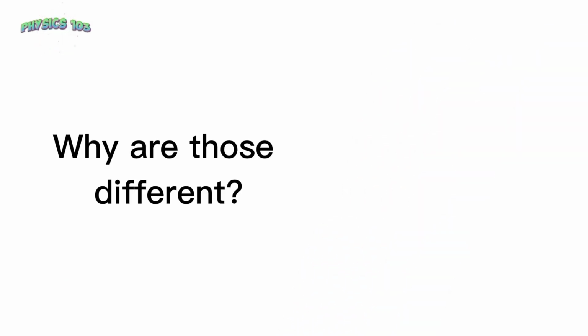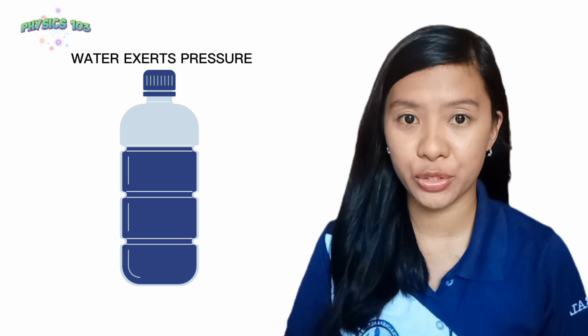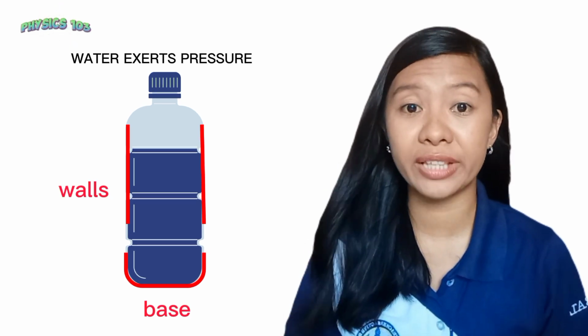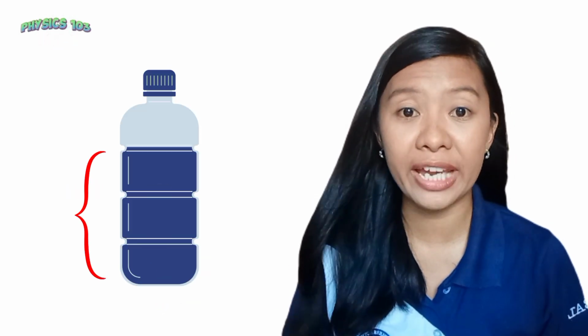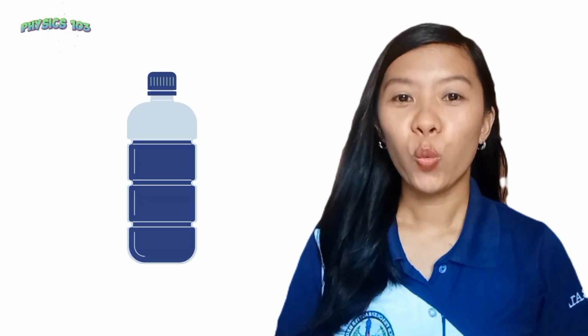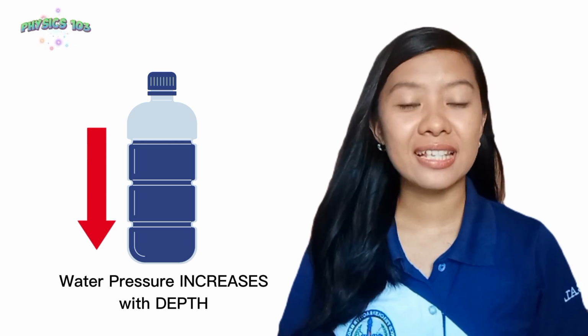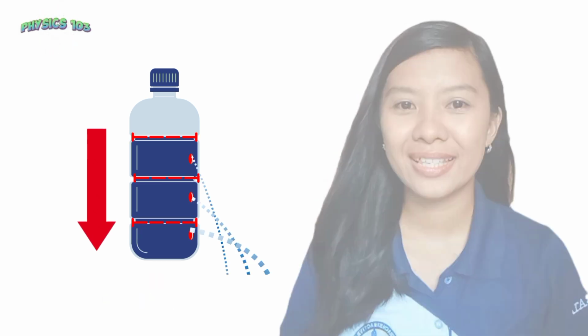Why are those different? The water inside the plastic bottle exerts pressure. It exerts pressure on the base and on the walls of the container it is enclosed in. The pressure on the base will be downwards, and on the walls of the container will be sidewards. And take note, water pressure inside the bottle increases with depth. That's the idea behind the different angles of water flow in the holes.